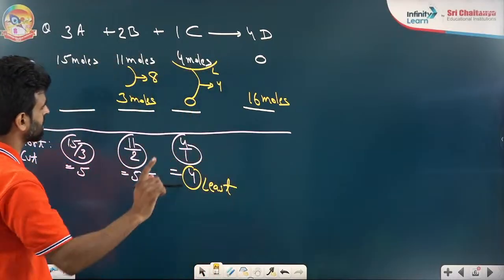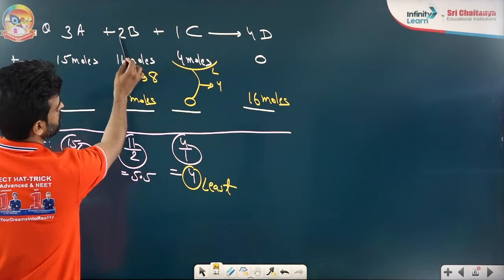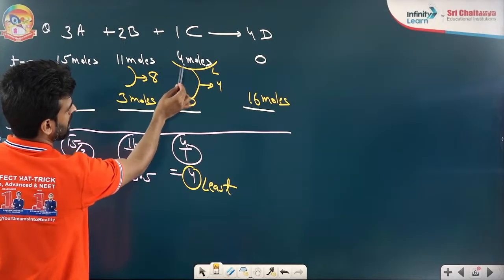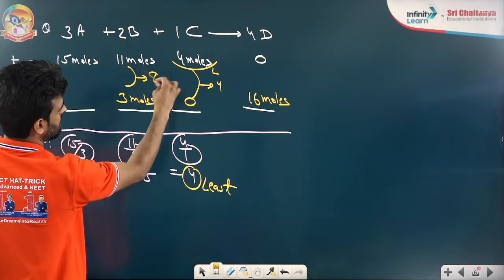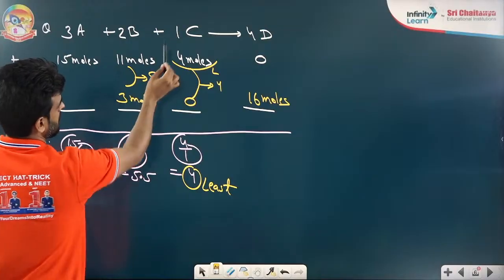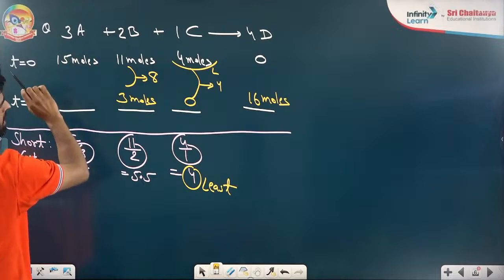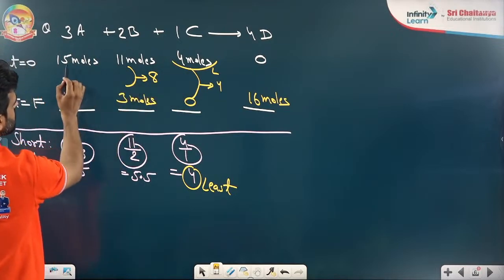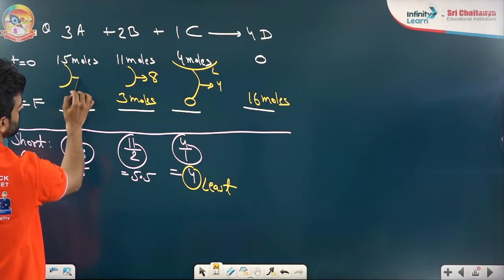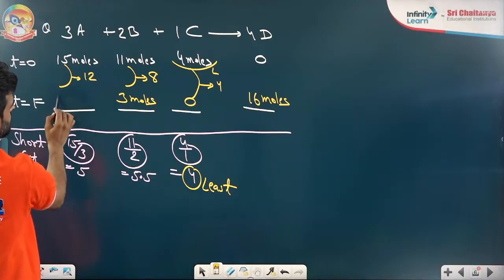Good. I'm saying once again, 1 mole finishes 2 moles. So 4 moles will finish how many? 8. Out of 11, 8 finish. How many moles remaining? 3. 1 mole of C finishes 3 moles of A. So 4 moles will finish how many? 12. So how much remaining, beta?